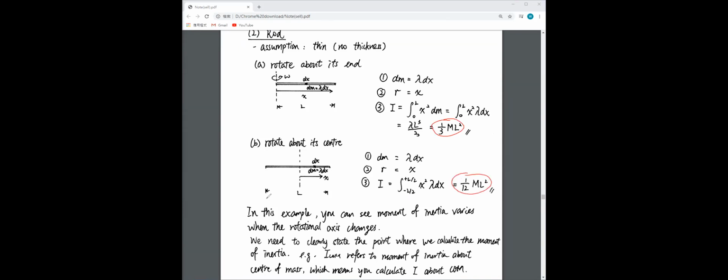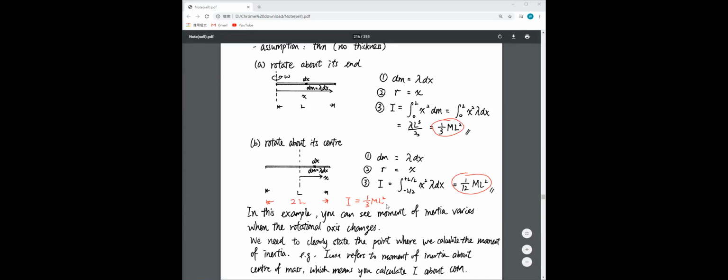But there's some trick in some of the questions, because some questions may assume that the length of the rod to be 2L. So if the length of the rod is 2L, what is the moment of inertia about its center mass? It's just like 1/3. Yeah, 1/3. You just replace the L by 2L, so you get 1/3 m L squared. So you may also need to remember this value.